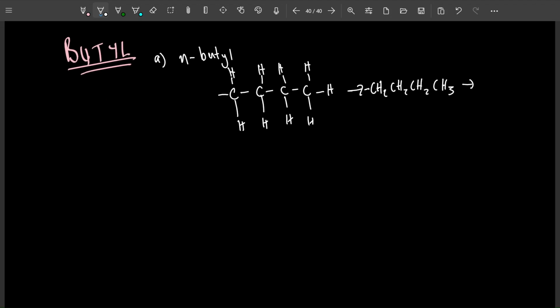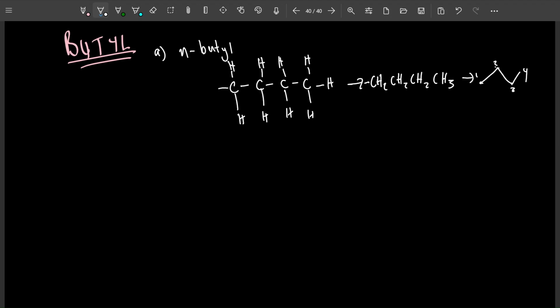If you want to put it as bond line formula, you just do that. Do 1, 2, 3, and then 4. So if you count, you say 1, 2, 3, 4. The tips count and the corners count, right? All right. So now what would we do? This is where it's going to come. Whatever is going to bond will come on number 1. That means at the end, and that is your normal butyl.